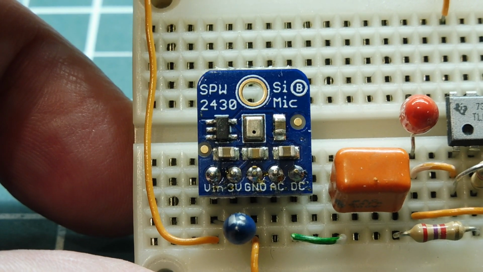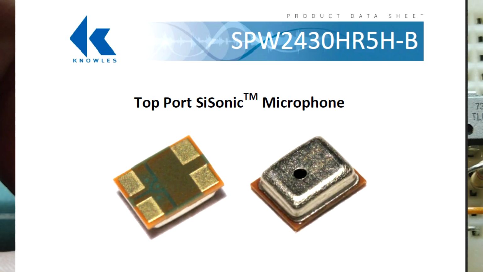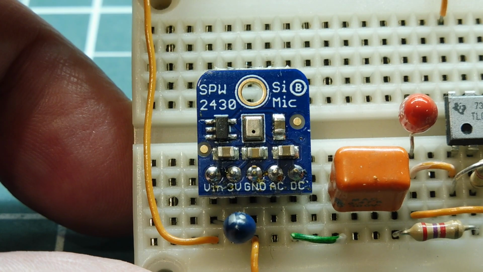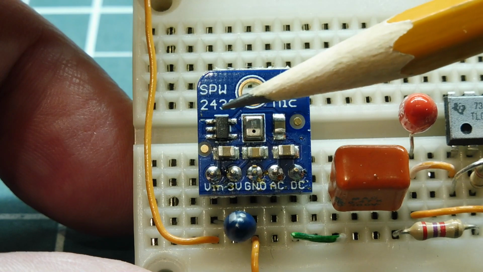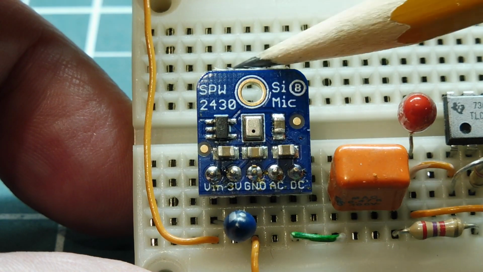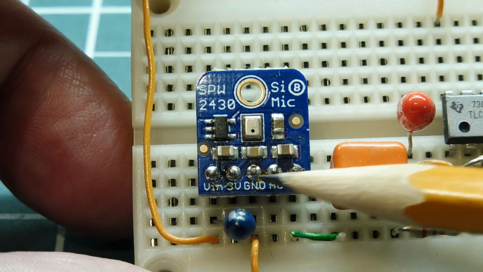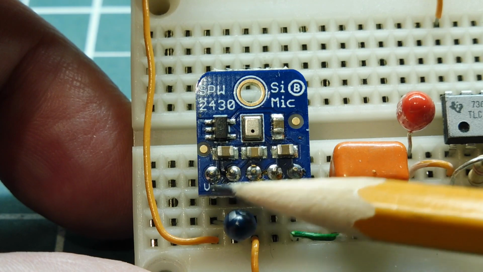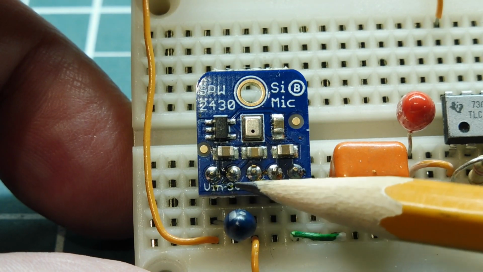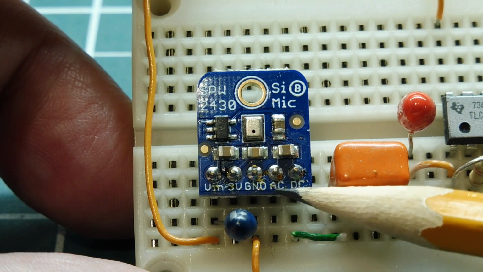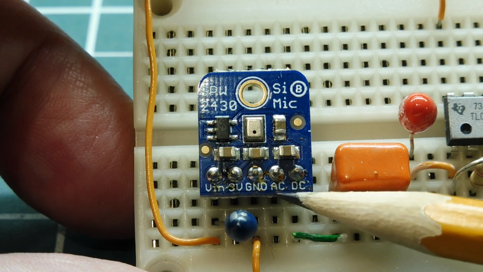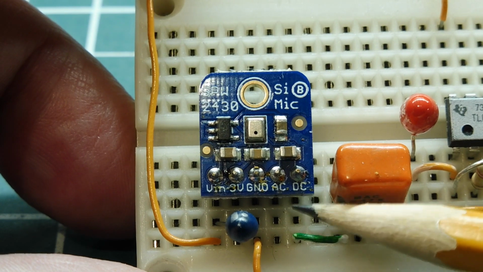Okay, so this is my SPW2430 MEMS microphone on my breakout board. Now this microphone runs on 3.3 volts, but we have an onboard regulator, which you can see here, so we could run the breakout board with 5 volts. So we can input 5 volts to the very first pin, it's labeled VIN. Second pin is 3.3 volts, that's the output of the regulator. Third pin is ground, and we have two audio outputs. One's labeled AC, second one's labeled DC.